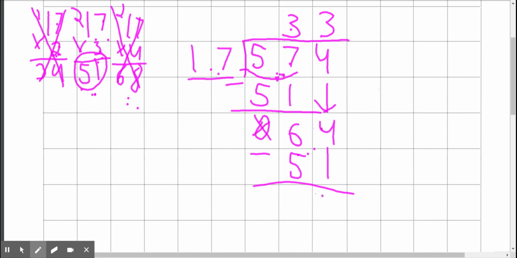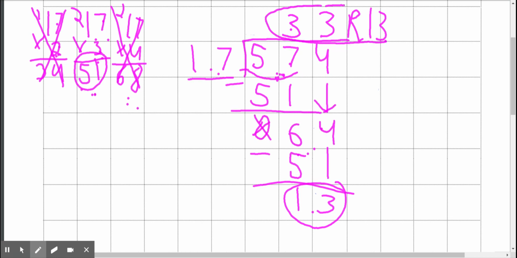So then 4 minus 1 is 3. 6 minus 5 is 1. We have a remainder of 13. So remember, in the end, we had other examples where this was 0, so it was fine, but no longer. I actually have a remainder now, and a pretty high remainder at that. So our final answer would be 33 with a remainder of 13.